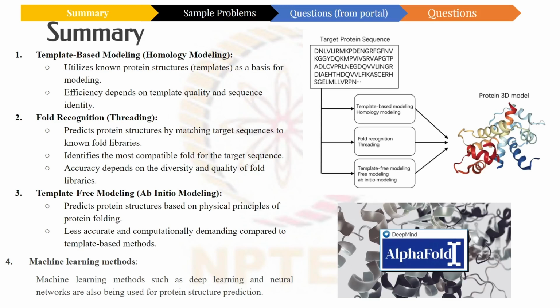So they won't match the complete sequence. Here they match a part of a sequence. Then they identify the most compatible fold for the target sequence.